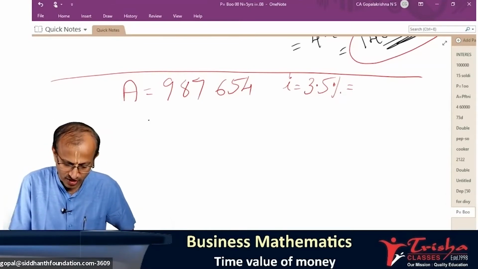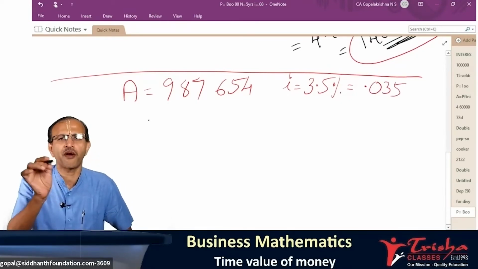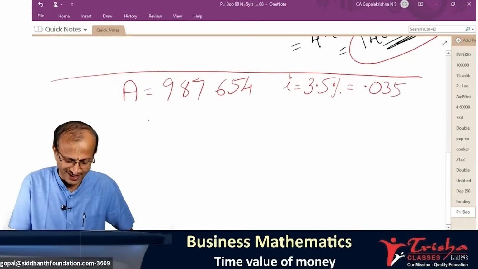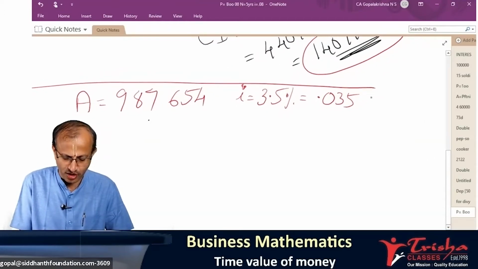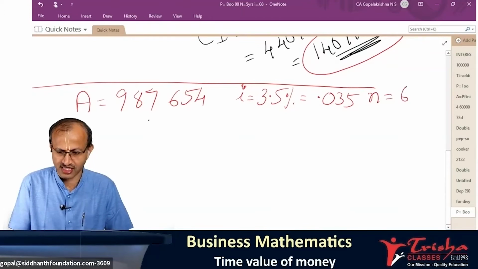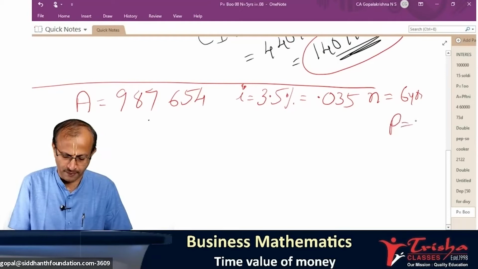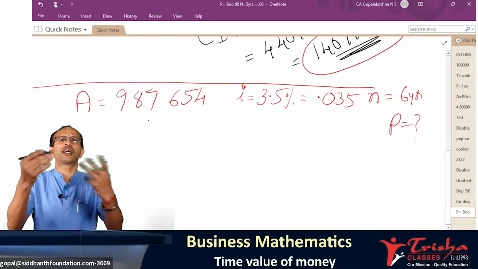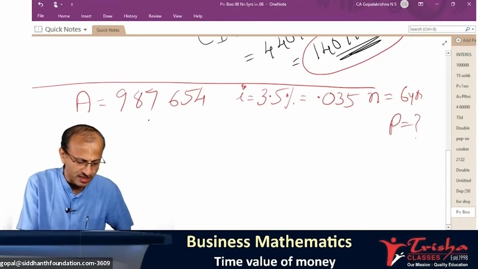Amulya, Anisha, very good. It is not 0.35, it is 0.035. Don't break your head, 3.5 divided by 100. Calculator will give. All right. N is equal to how many years? 6 years time. How much money you have to put today? Present what? Today's money, how much? P question mark. Shall we answer, my dear students?